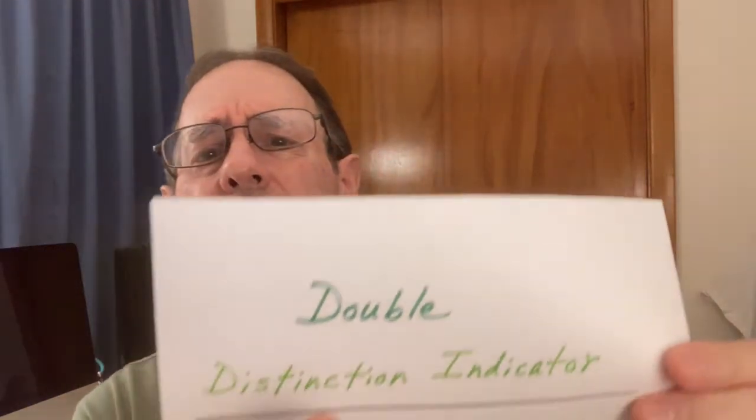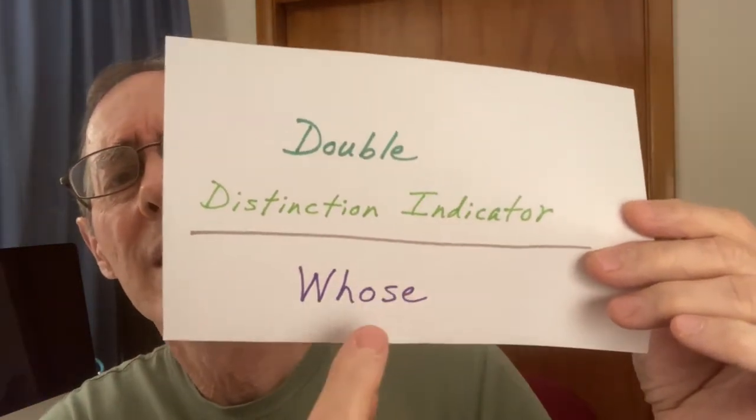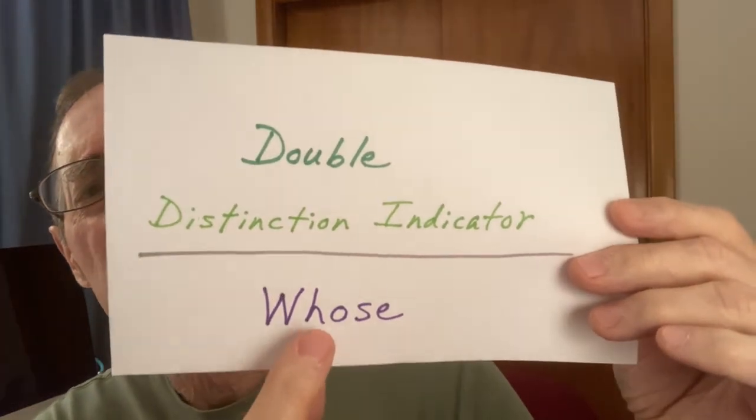I am so pleased to be able to speak these words because someday somebody's going to pick it up and put it in the grammar books where it belongs. Because why? It's a double distinction indicator. It's a unique, wonderful thing. It's a word that people don't even know why they're using it.